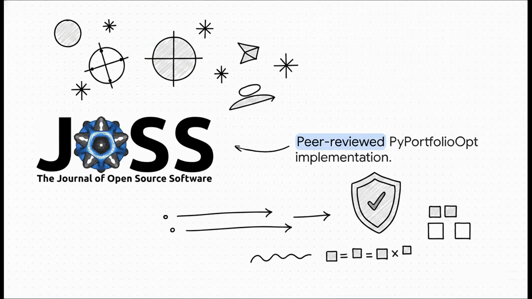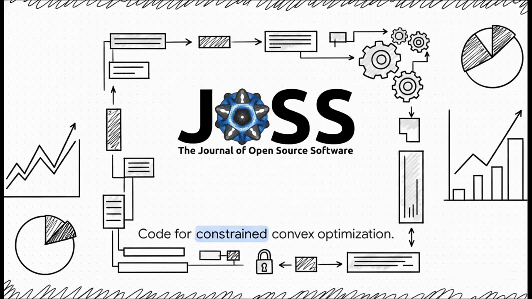And what's really interesting here is that PyPortfolioOpt isn't just some random script someone threw on the internet. No, it is backed by a peer-reviewed paper in the Journal of Open Source Software. It gives you rigorous, mathematically proven implementations for really complex tasks like mean variance optimization and the hierarchical risk parity algorithm. Just look at how incredibly clean this implementation is.